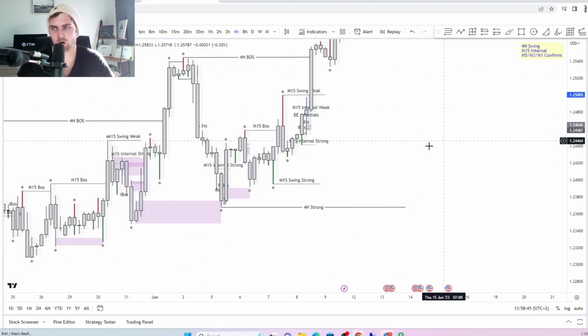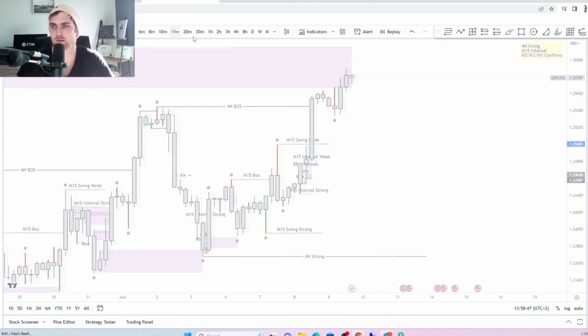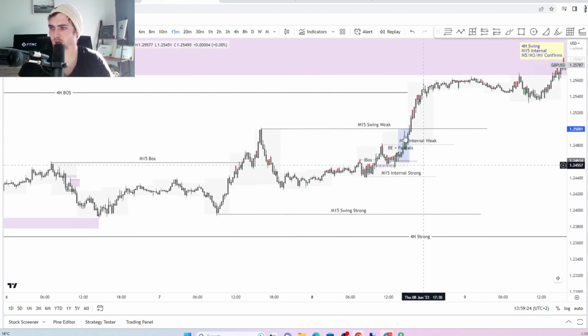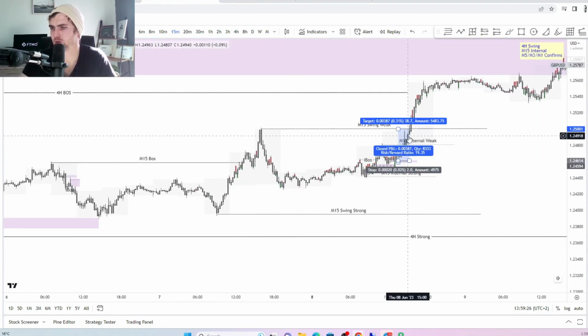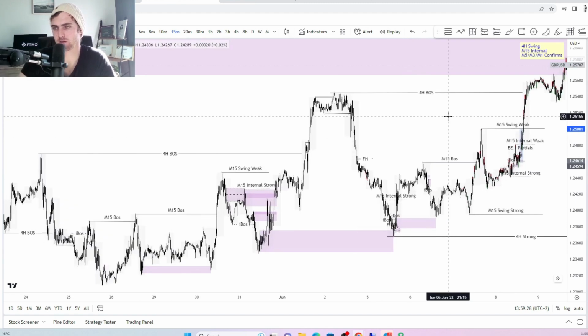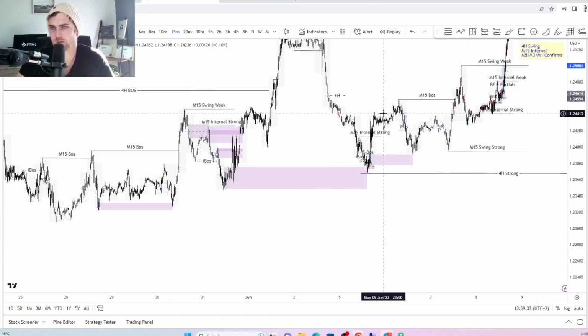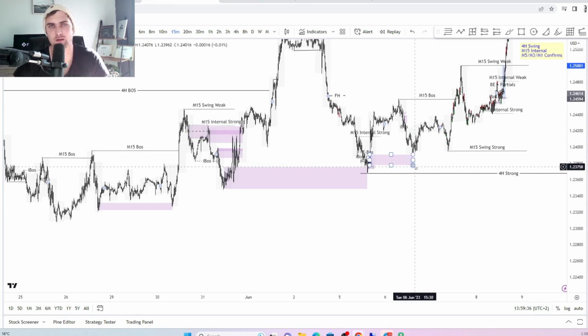4-hour strong low. So let me come down to the 15-minute time frame, which is the internal structural time frame, and I'll go through with you on how I caught this 1-19 risk to reward trade on GBP USD. So all we go and do now is, like we applied our 4-hour swing structure, we go and apply the exact same thing on the 15-minute time frame.